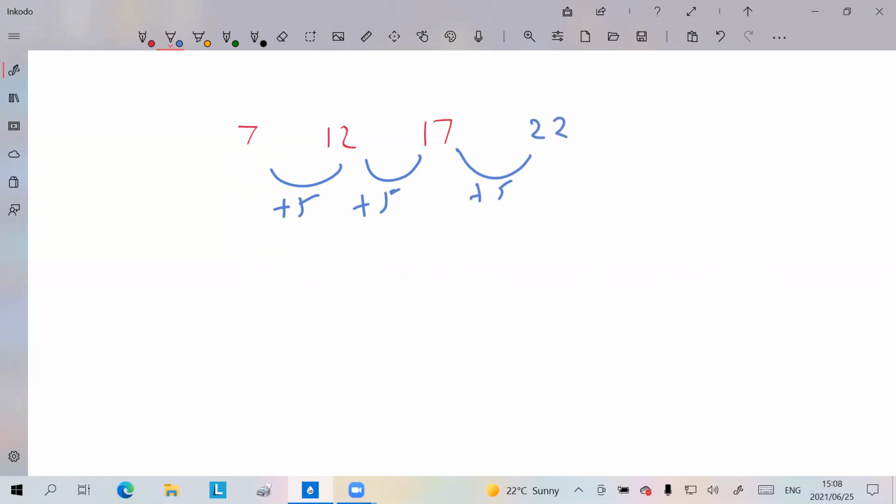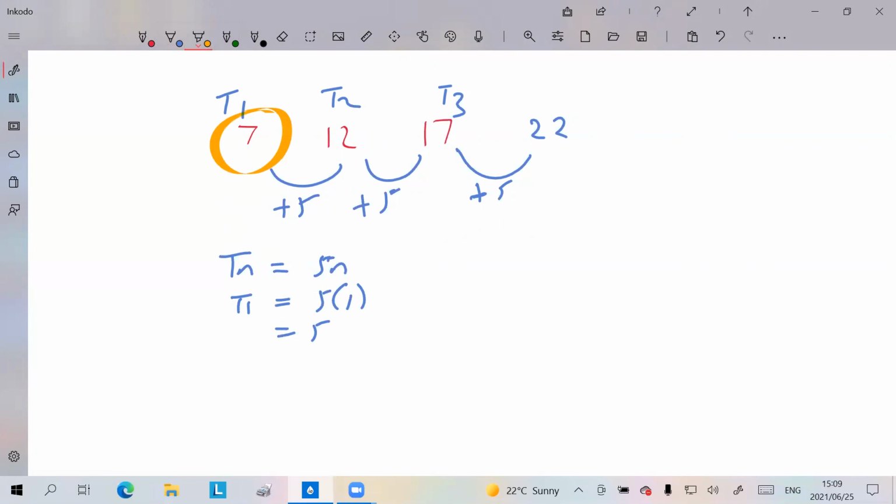Now I want the rule or the formula. So I know it's going to be Tn is equal to 5n. That's it, right? 5n. Why? Because the difference is 5. Now, I'm pretty sure it's not going to work. Or maybe it does. Let's try it. I substitute 1, because this is T1, T2, T3. So 5 times 1 is 5. Is my answer here 5? My answer is not 5, it's 7.